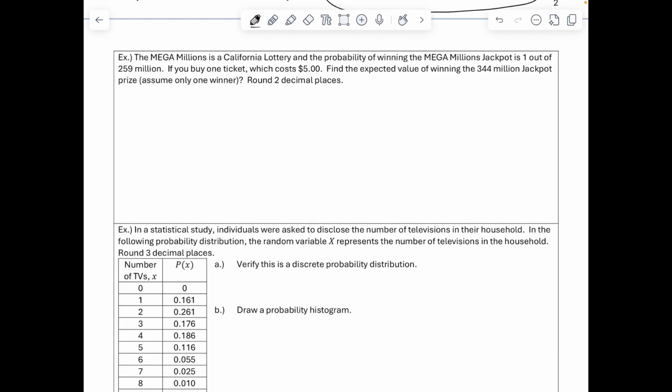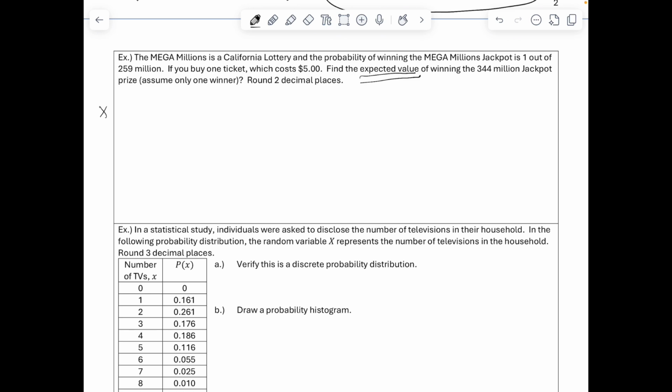The example on the next page says the Mega Millions in California Lottery, and the probability of winning the Mega Millions jackpot is 1 out of 259 million. If you buy one ticket which costs $5, find the expected value of winning the $344 million jackpot prize, assuming that only one winner wins. So again, this time it does say expected value. What's different about this problem whereas the one before gave us a table which had those values all organized already for us? Since we don't have that, I'm going to have to create a table on my own.